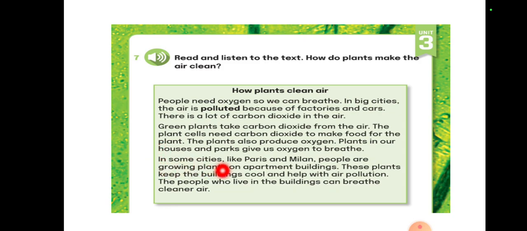Plants in our houses and parks give us oxygen to breathe. In some cities like Paris and Milan, people are growing plants on apartment buildings. These plants keep the buildings cool and help with air pollution. The people who live in the buildings can breathe cleaner air.